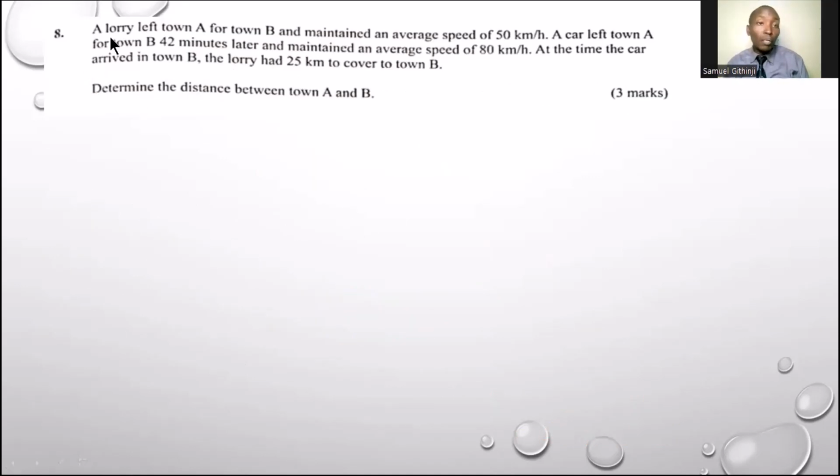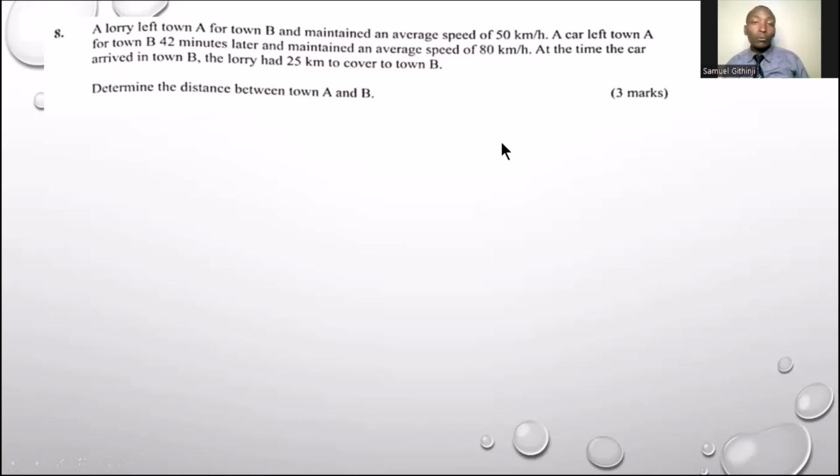Moving on to question number 8. You're given that a lorry left town A for town B and maintained an average speed of 50 kilometers per hour. A car left the same town 42 minutes later, headed for B. The speed for the car was 80 kilometers per hour. Then at the time the car arrived at B, the lorry had 25 kilometers to cover. Then the question is, determine the distance from A to B.